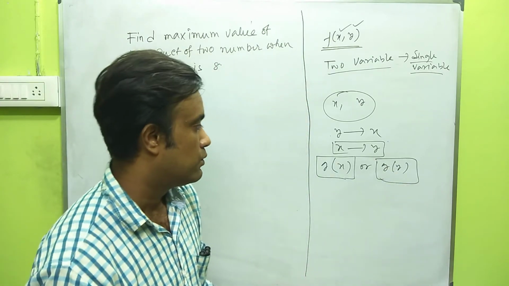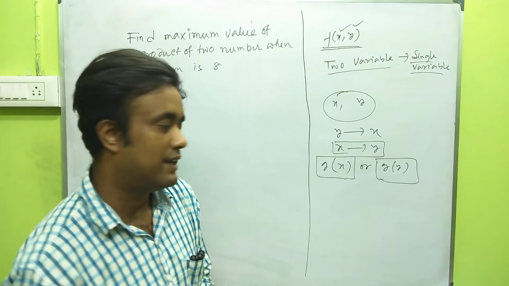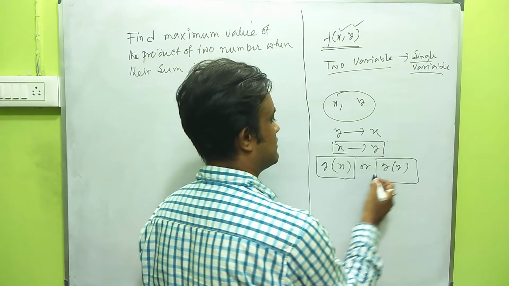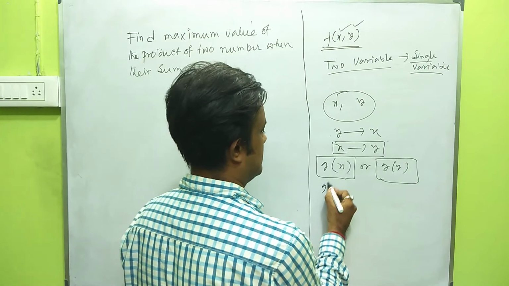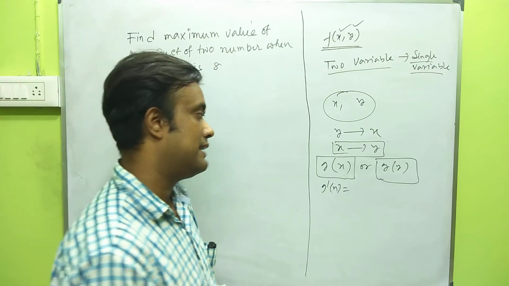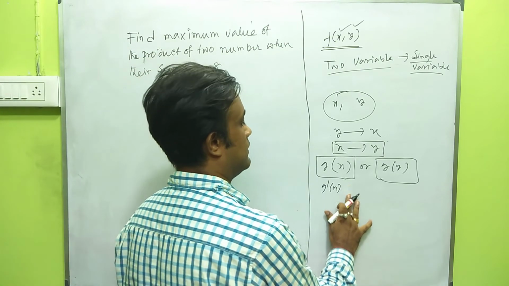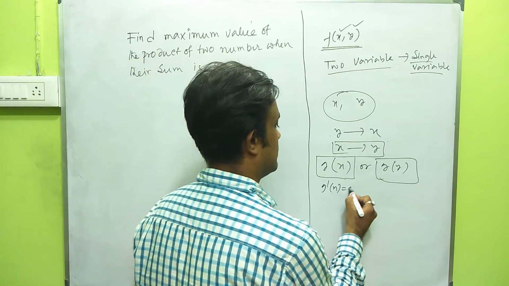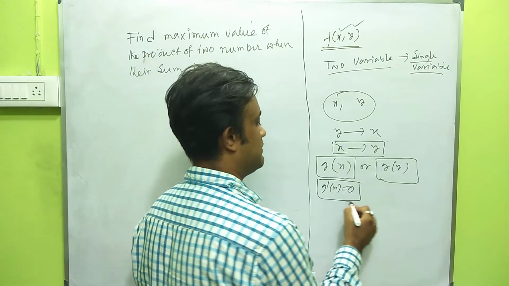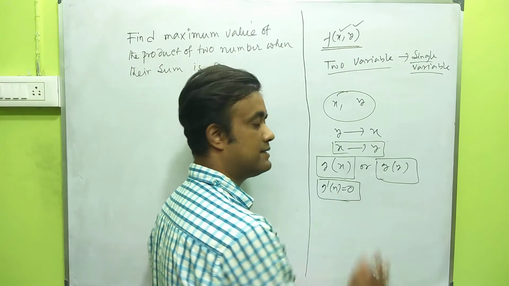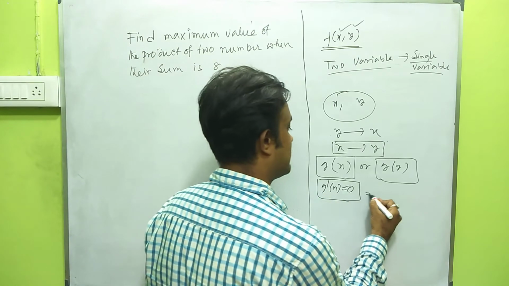Then we have to find the first order derivative of g(x) or g(y). Suppose g of x, we find g dash x. Then as usual, for getting maximum or minimum, we find x by the condition g dash x is equal to 0. From this we get some x.